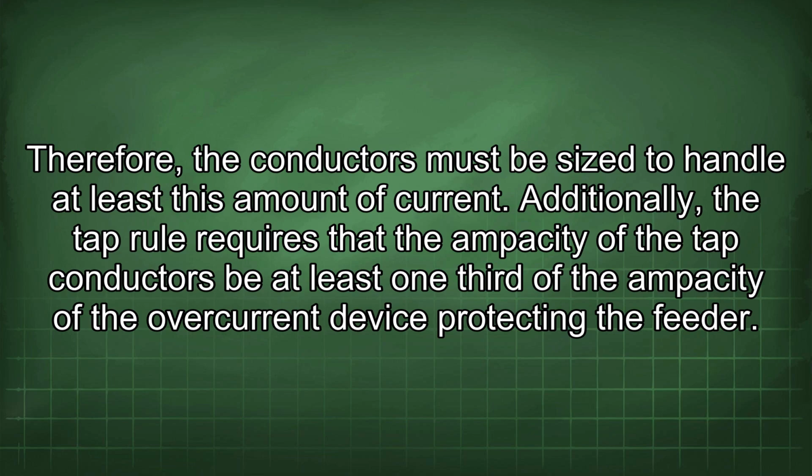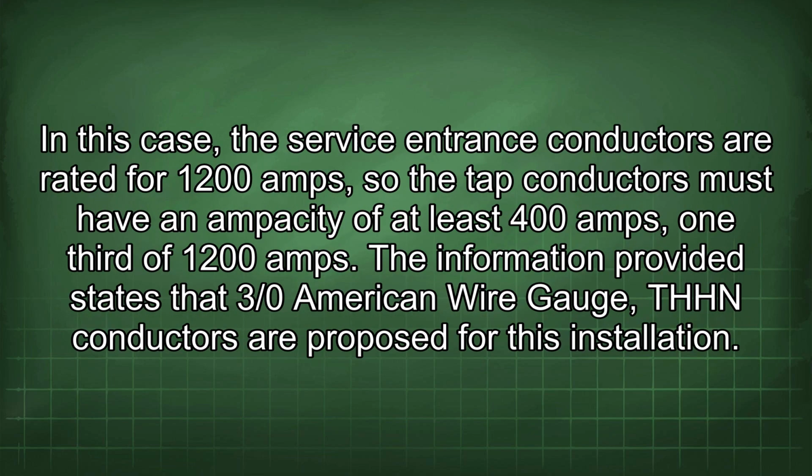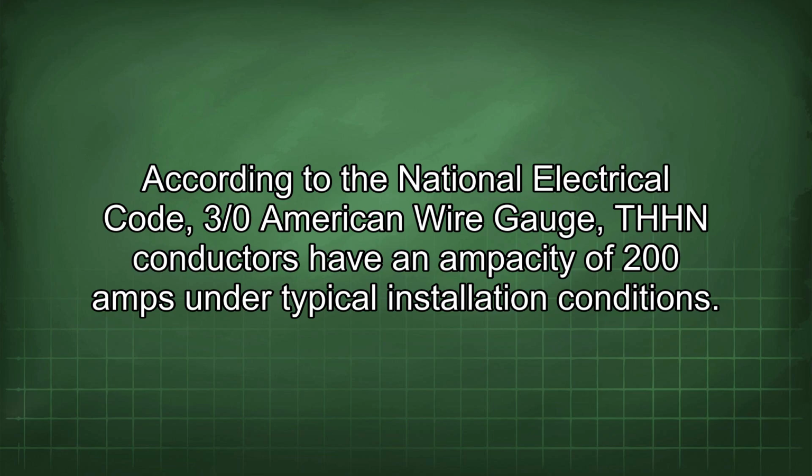Additionally, the tap rule requires that the ampacity of the tap conductors be at least 1/3 of the ampacity of the overcurrent device protecting the feeder. In this case, the service entrance conductors are rated for 1200 amps, so the tap conductors must have an ampacity of at least 400 amps, 1/3 of 1200 amps. The information provided states that 3/0 American wire gauge THHN conductors are proposed for this installation. According to the National Electrical Code, 3/0 American wire gauge THHN conductors have an ampacity of 200 amps under typical installation conditions.